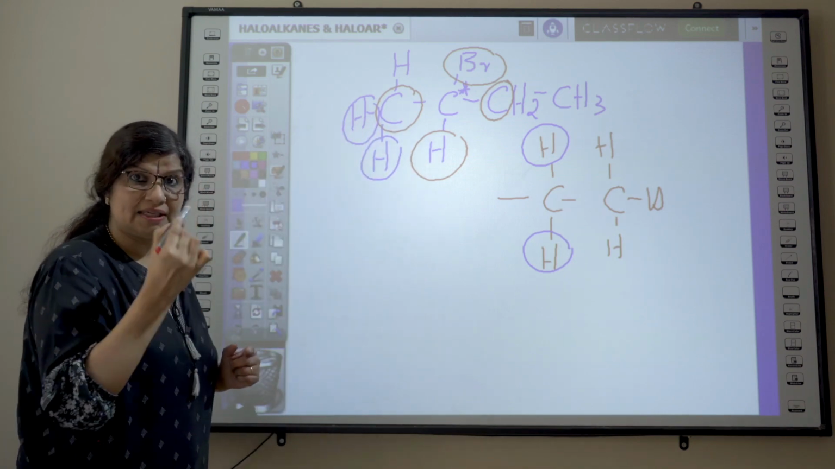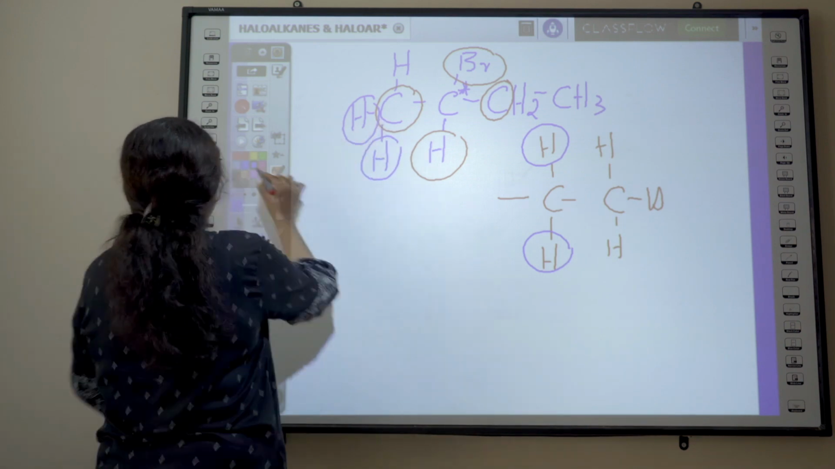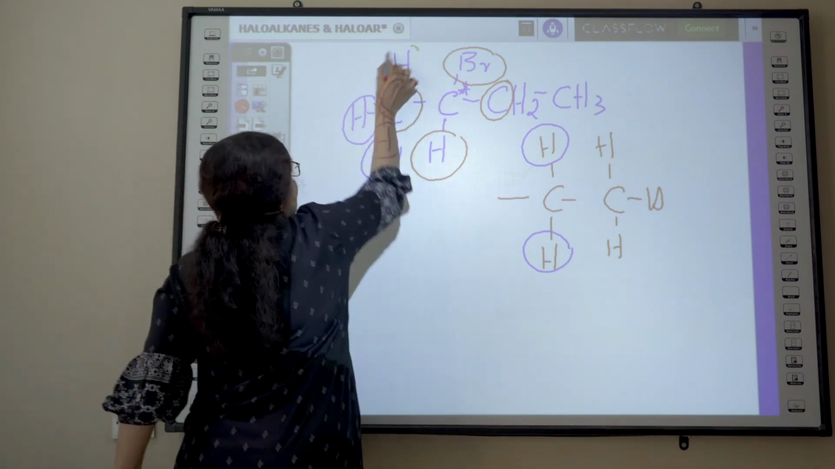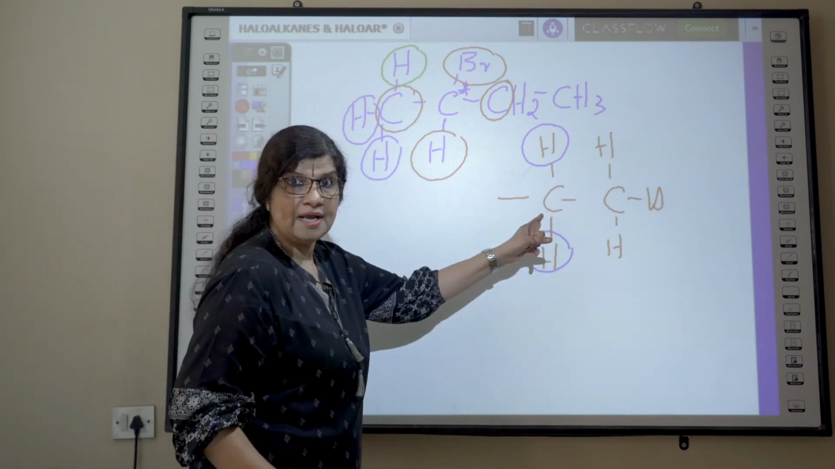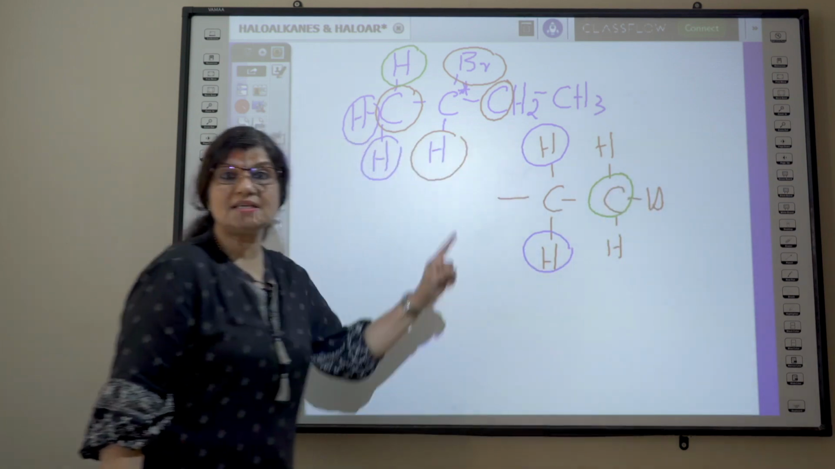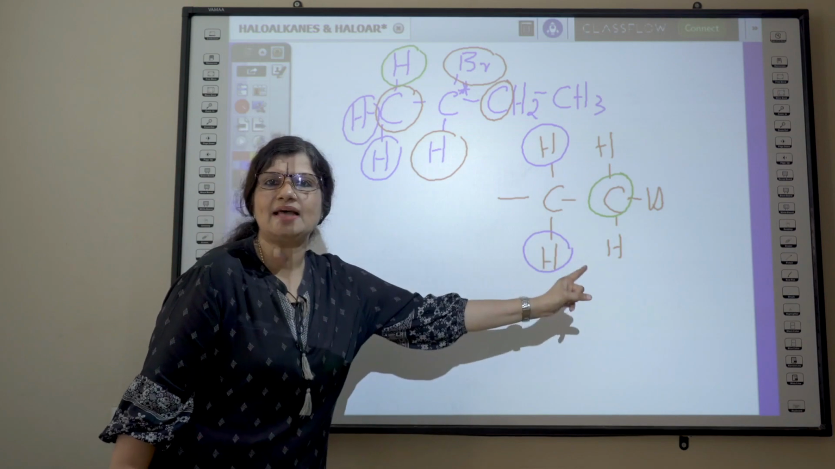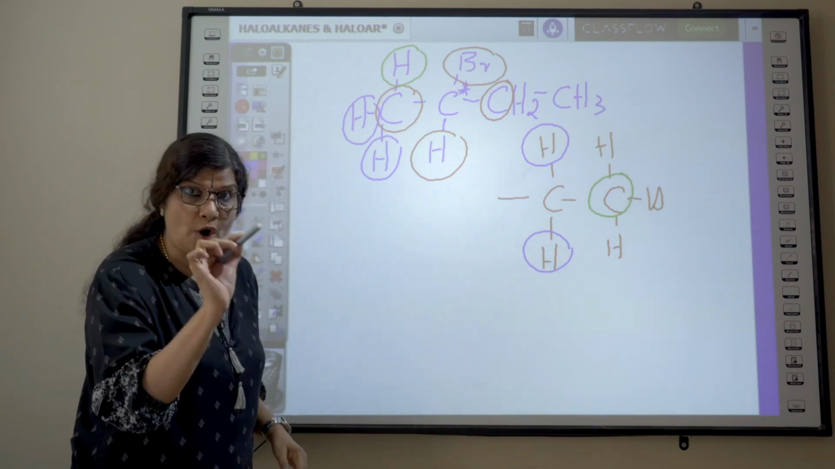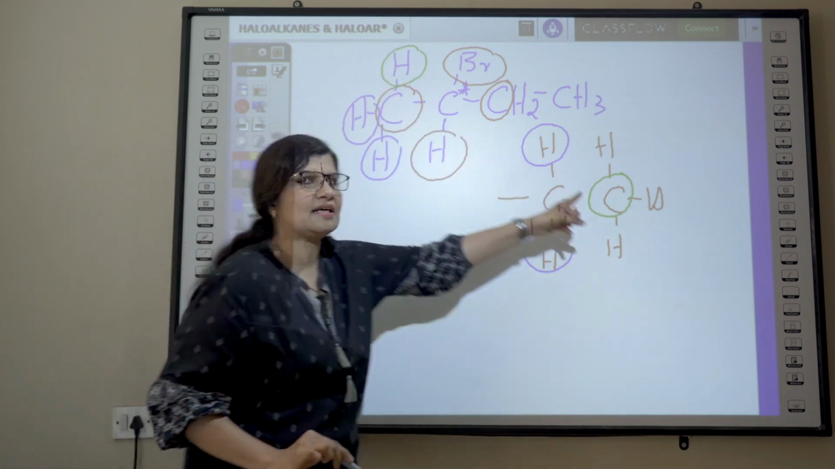But the next point of difference comes now. The methyl group is bonded to another hydrogen, whereas the ethyl carbon is bonded to another carbon. This is the point of difference between the methyl and the ethyl group: hydrogen and carbon.